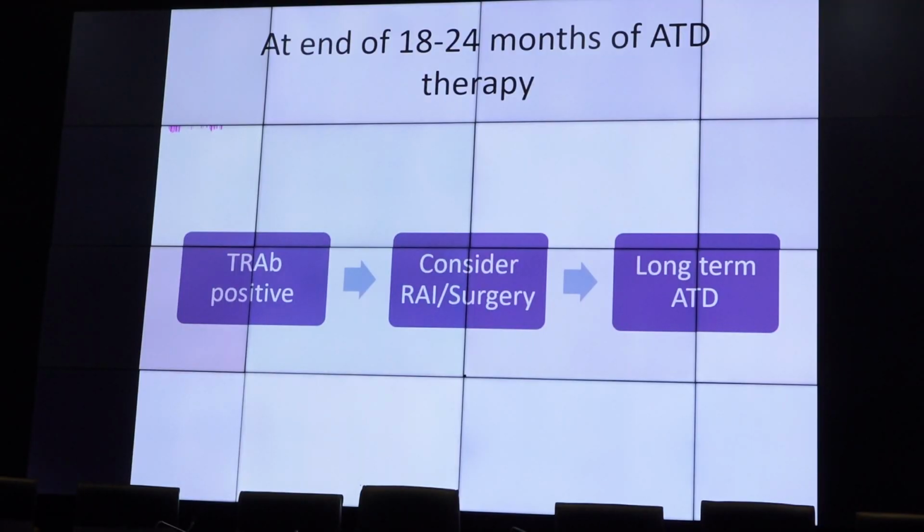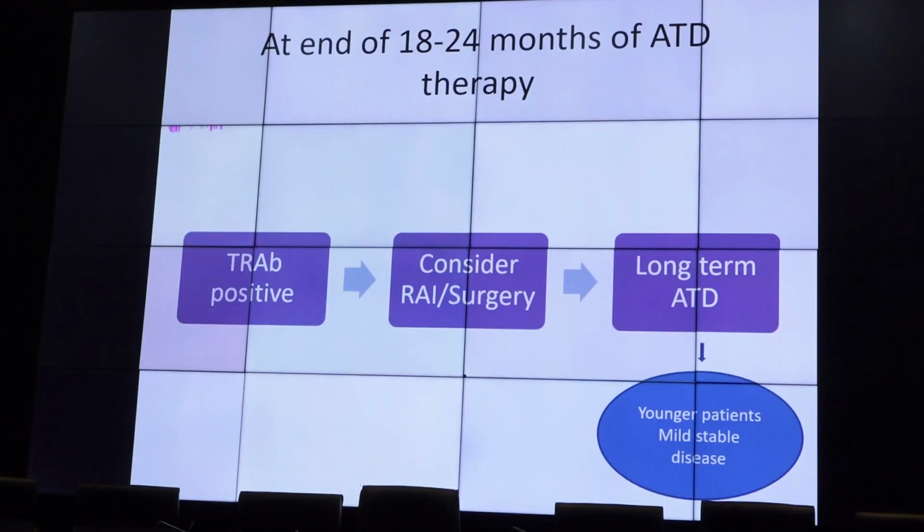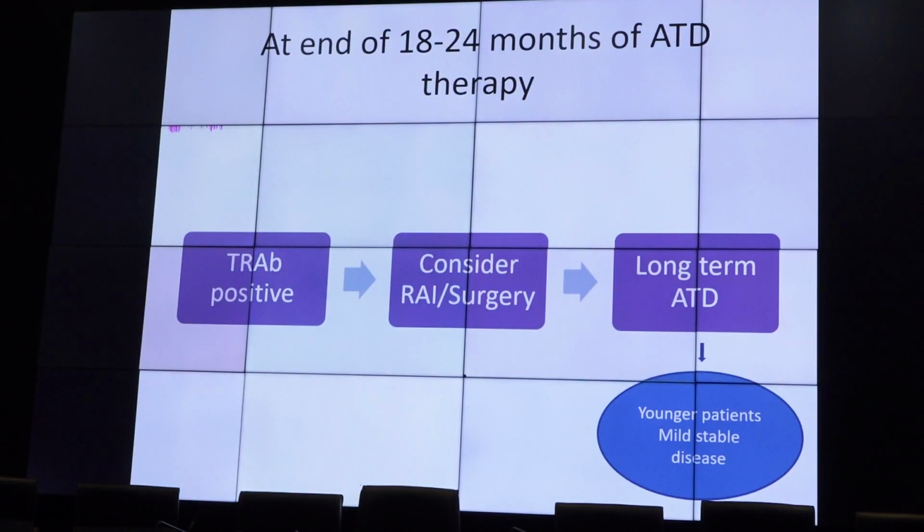Second, if they are TRAB positive, we should consider definitive surgery, a definitive treatment. That is, either we send them for radioactive iodine ablation, or we consider surgery. Or still, if they are TRAB positive, we can consider long-term ATDs. These long-term ATDs have a subset: younger patients with stable, mild disease, easily well controlled on 5 milligrams of carbimazole, or a very low dose, or 10 milligrams of methimazole. They are very easily controlled, so we can think of continuing them for a prolonged period.